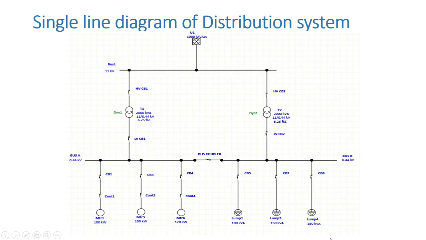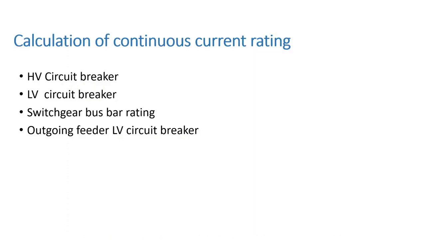So now we will calculate all the current ratings of the circuit breakers and bus bar, and second, we will calculate the short circuit rating of the circuit breakers and also the bus bar. If you know these two sections, you can easily design any distribution system. So now we will start with the first part, the continuous current rating of the HV and LV circuit breakers, then the switch gear and the outgoing feeders of all LV circuit breakers.